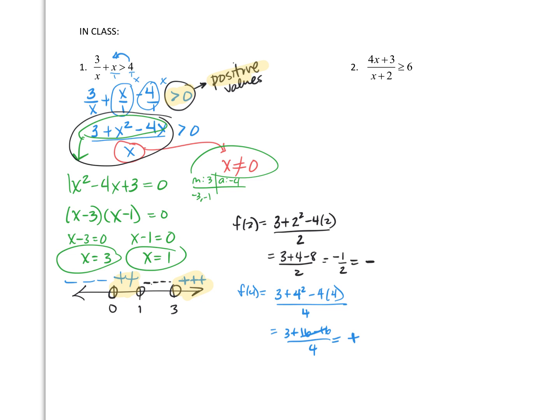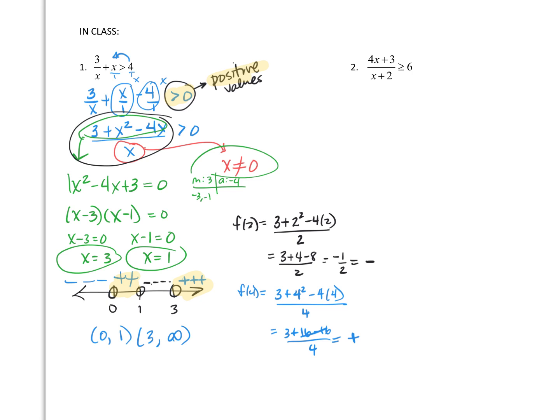So my answer will look like this. It'll be a parenthesis 0, 1, and then it comes over here, parenthesis 3 to infinity. So there's a lot of steps here. It is a lot of steps. I know that. That's what makes this section a little challenging, not impossible, but challenging.